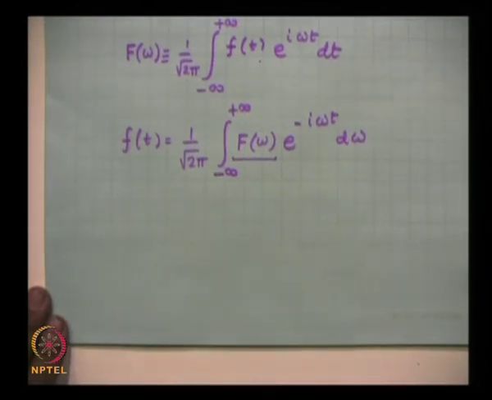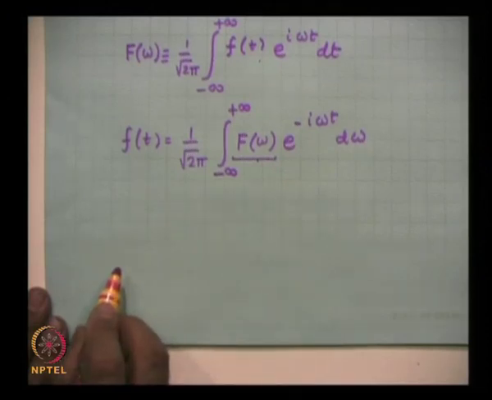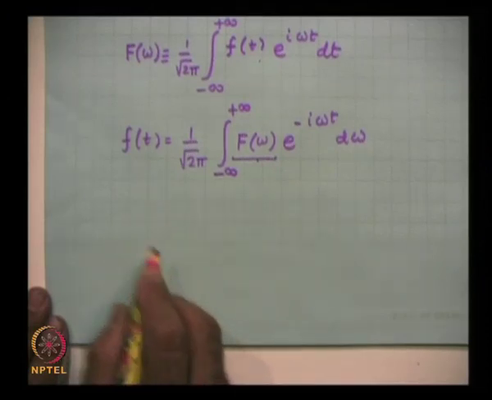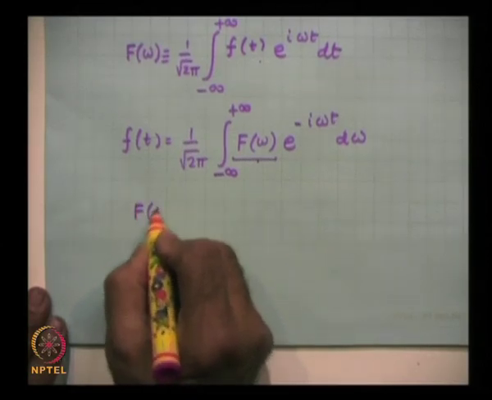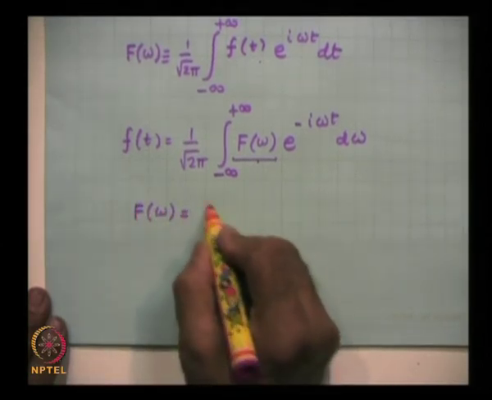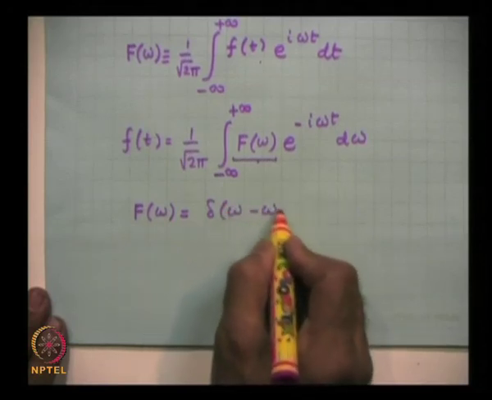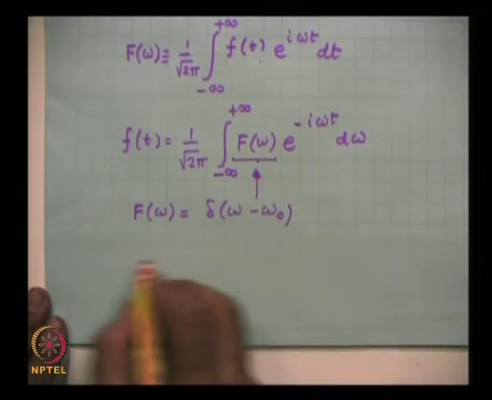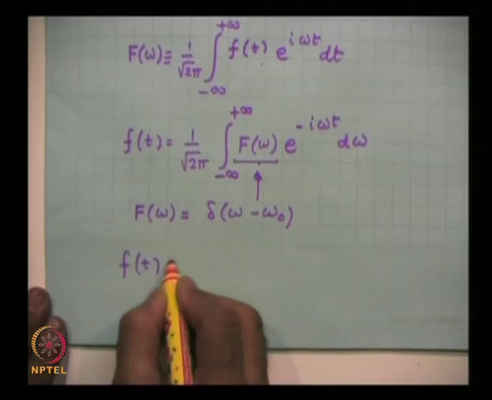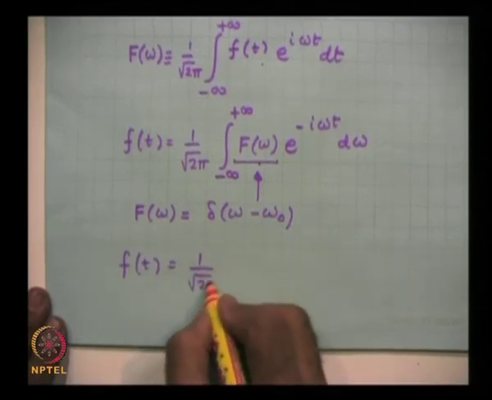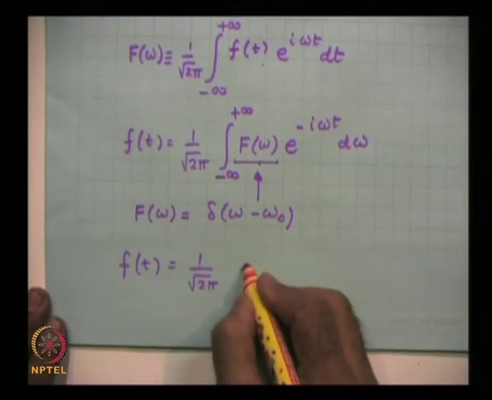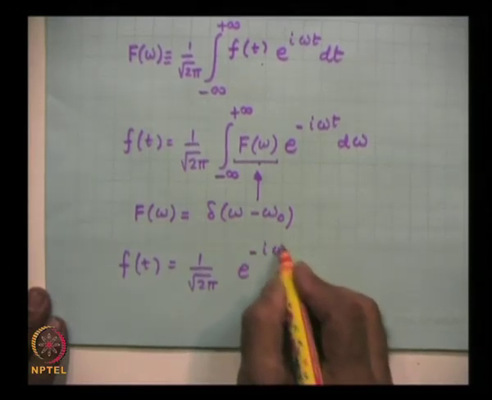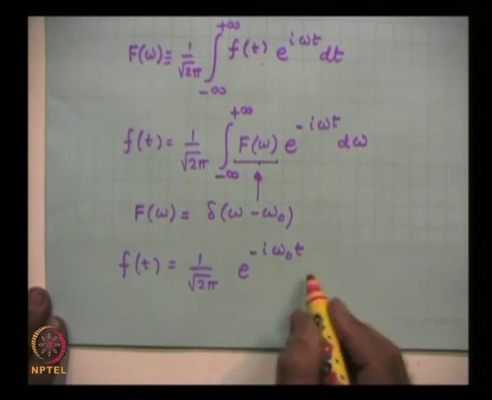For example, if the time dependent function has only one frequency, then the corresponding f of omega is a Dirac delta function. So, if the frequency spectrum has only one frequency, let us suppose delta of omega minus omega 0, then if I substitute that here and carry out the integration, f of t becomes equal to 1 over root of 2 pi times e to the power of minus i omega 0 t. So, this is a monochromatic wave.